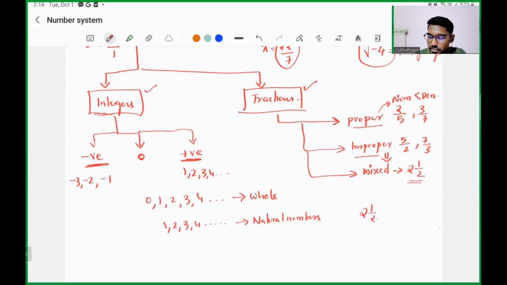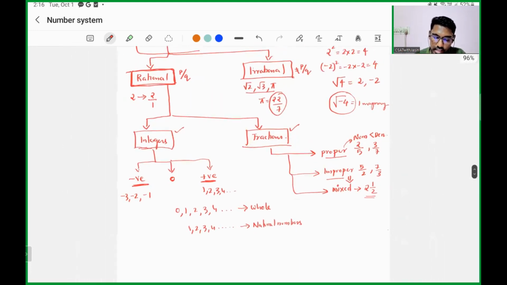Actually, 2 1 by 2 means 2 and a half, right? 2 and a half means 2.5. So this is the same. When you are asking the time, you will say 9 and a half, right? So 9 1 by 2. That is actually a mixed fraction. So that kind of form is known as a mixed fraction.